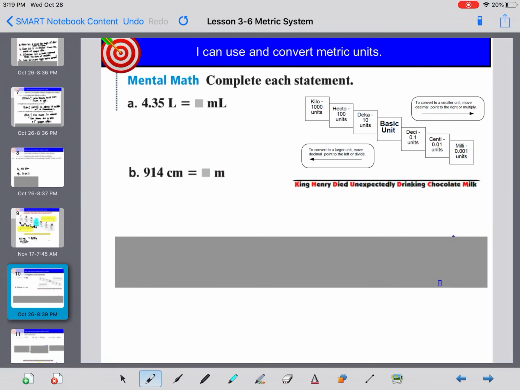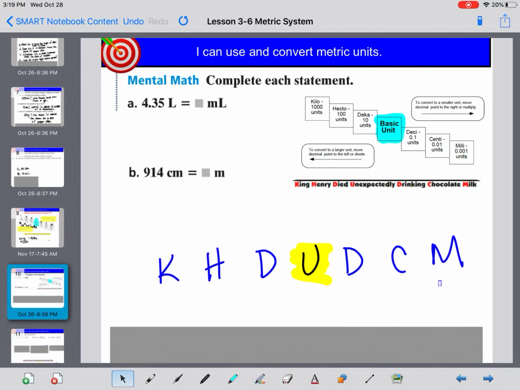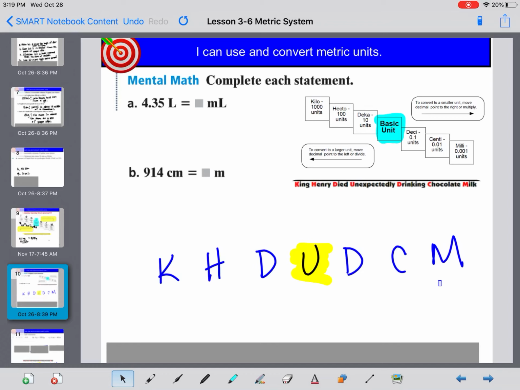Let's try some more together. Complete each statement. 4 3/500 liters is how many milliliters? Now, you can use this chart, remembering that liters is a basic unit, or you may want to go back to the King Henry died unexpectedly drinking chocolate milk and write this on your paper.